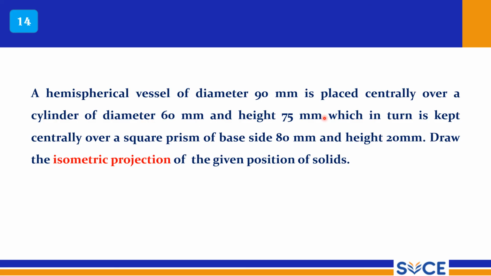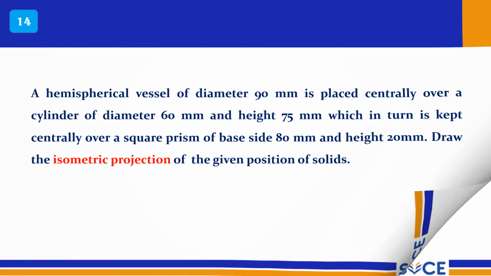A hemispherical vessel of diameter 90 mm is placed centrally over a cylinder of diameter 60 mm and height 75 mm, which in turn is kept centrally over a square prism of base side 80 mm and height 20 mm. Draw the isometric projection of the given position of solids. So here you have a hemispherical vessel, right? It is a sphere, it is a semicircle you should draw, centrally placed on a cylinder and that in turn kept on a prism. So you have three solids.